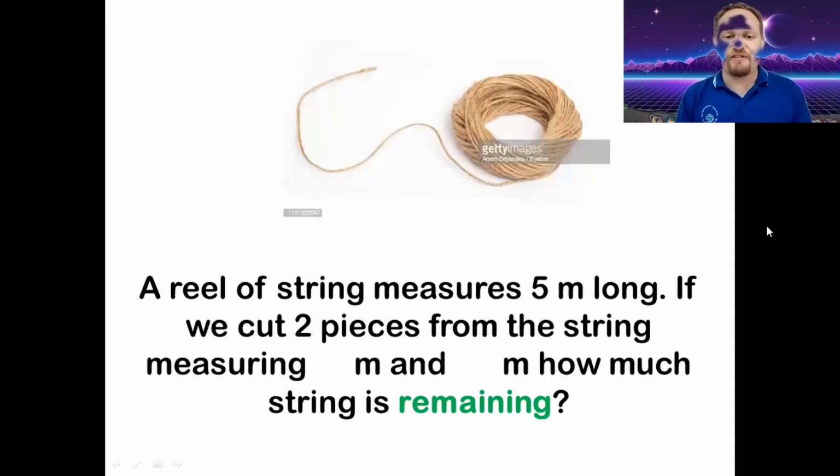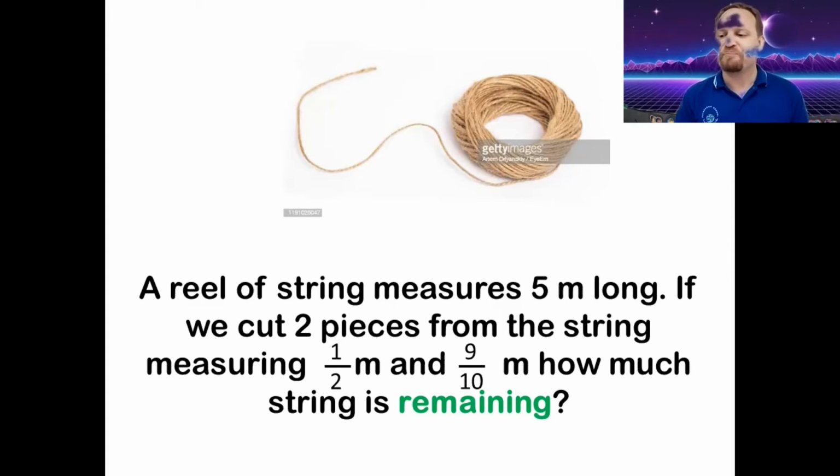Example number 2. What if we have a reel of string? Okay, a piece of string and a big ball we can call a reel, and it measures 5 meters long. If we cut 2 pieces from the string measuring 1 over 2 meters and 9 over 10 meters, how much string is remaining? That's our key word, isn't it? Remaining. That means left over. What is left? It's similar to the word remainder, isn't it?